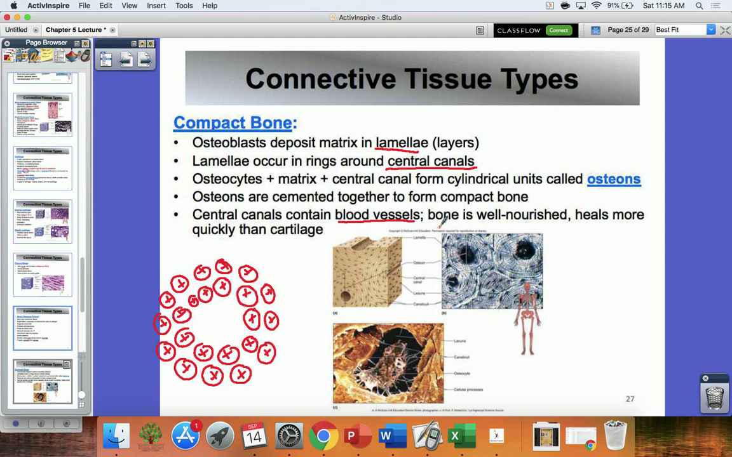And so this entire unit, lamellae around the central canal, that is called an osteon. And so if you look at one of these pictures, so for instance, this will be one osteon, and this is the central canal. This is another osteon. That's the central canal. And so compact bone has several osteons that are compacted together to create compact bone.